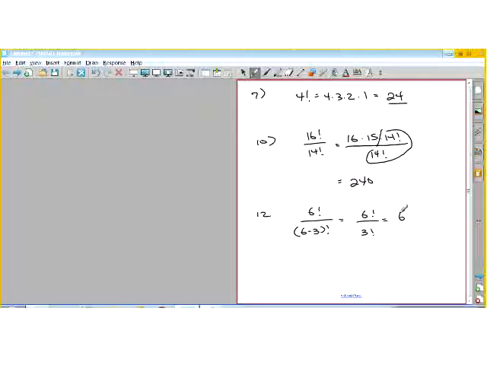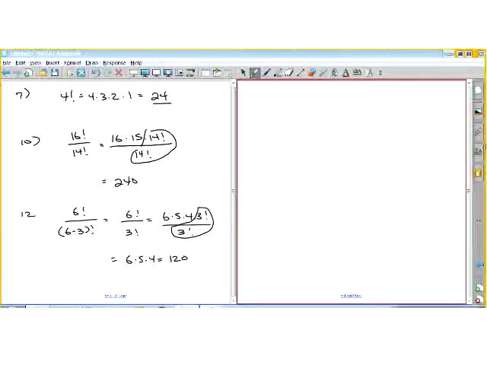So now we need to simplify it. Again, I can start to write out factorial and just stop when I get to whatever the factorial is that's in the denominator. So instead of going 3 times 2 times 1, I just leave this 3 factorial. And this ratio is 1. So I just get 6 times 5 times 4, which is 120. 30 times 4 is 120. Okay, so we're going to skip over the other ones using the calculator.